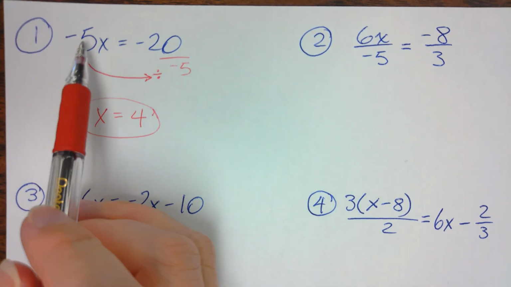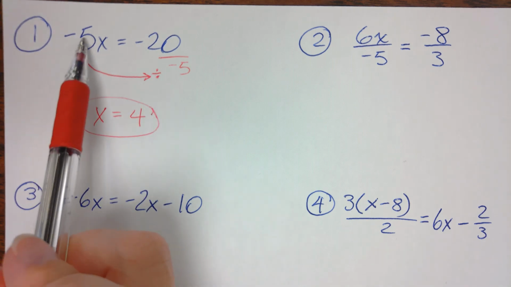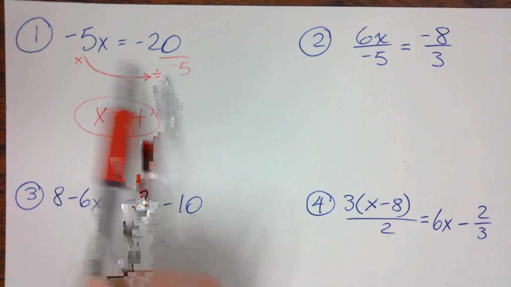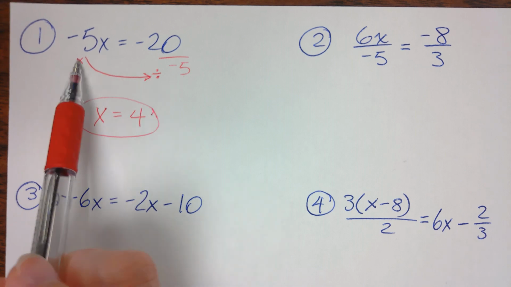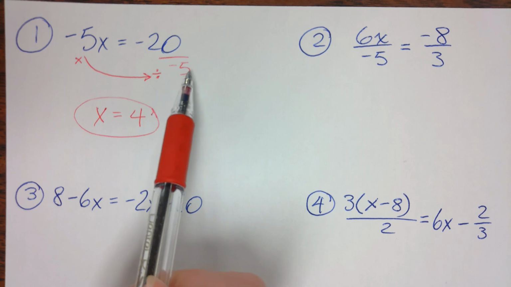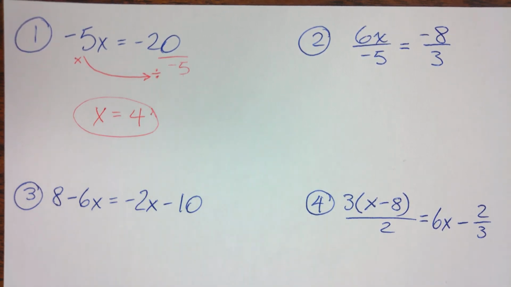And when I went around, I saw some people still making the mistake of dividing by positive 5. But remember, your operation, you already did the inverse. You already did the opposite from times to divide. So don't do double opposite, okay? Negative 20 divided by negative 5 gives you positive 4. So you get x equals 4.